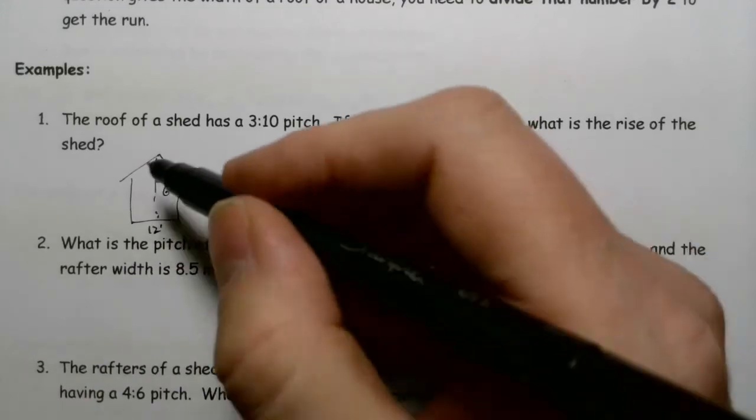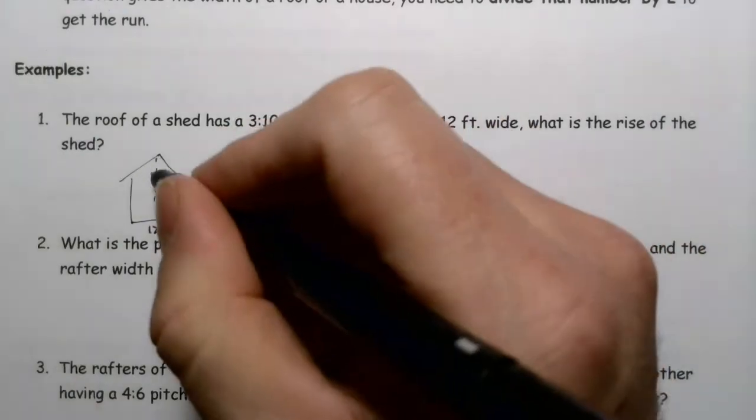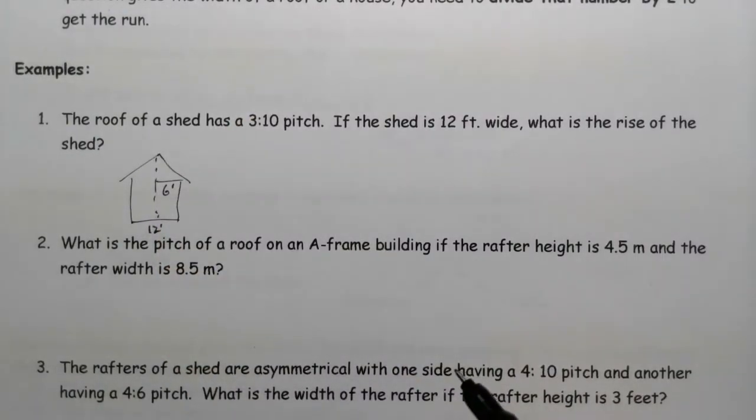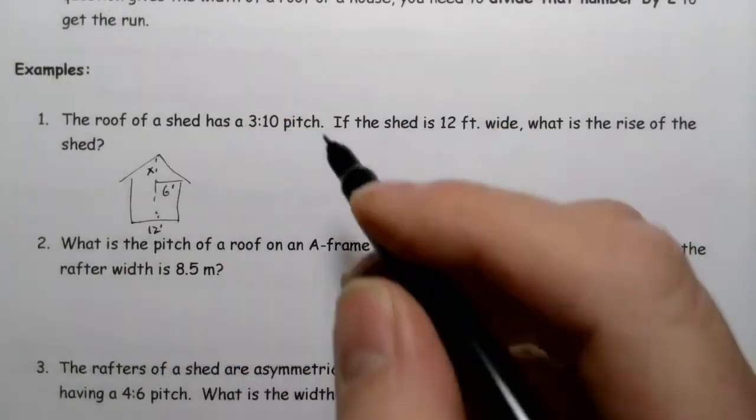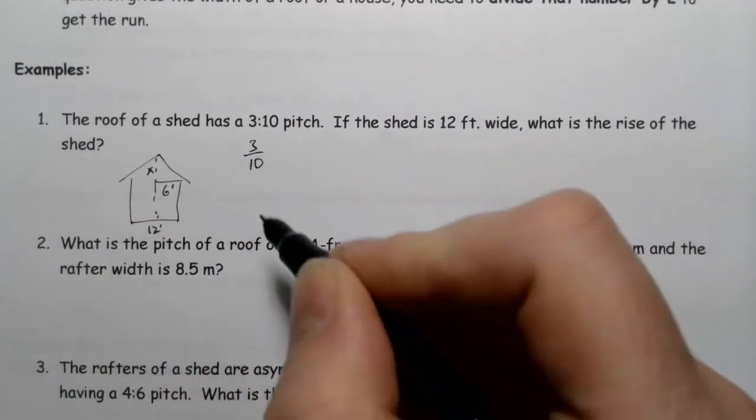So what's the rise of that shed? And actually, it should really be the roof of the shed that we're asking for. What's the rise of the roof of the shed? So we don't know what that is. So 3/10 pitch means rise over run.